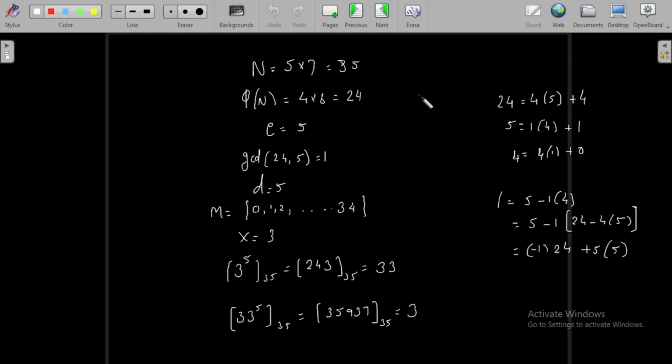And in the coming classes, we will discuss some algorithms which are available to find the prime factors of a number.